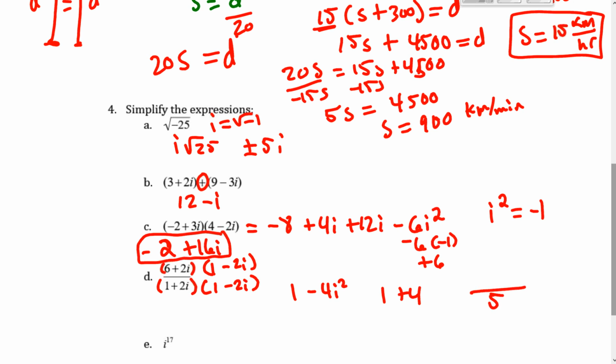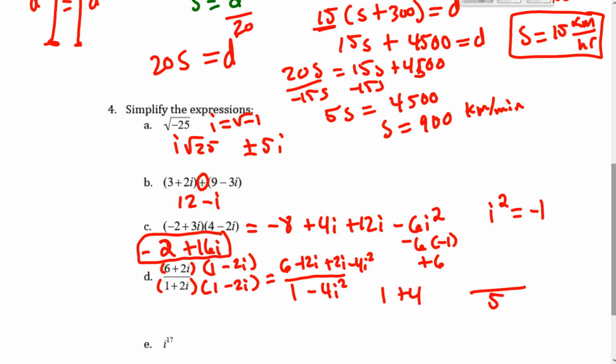On top, we're going to have to FOIL it out, multiply it out. 6 times 1 is 6. 6 times negative 2i is negative 12i. 2i times 1 is a 2i. So we get a negative 10i there. And then 2i times a negative 2i is a negative 4i squared.